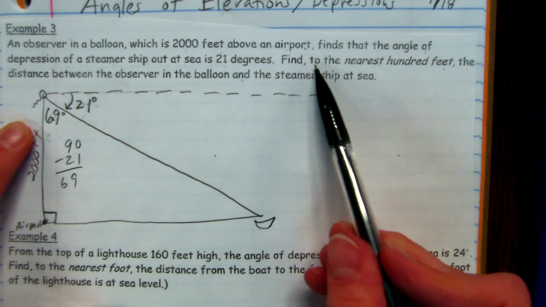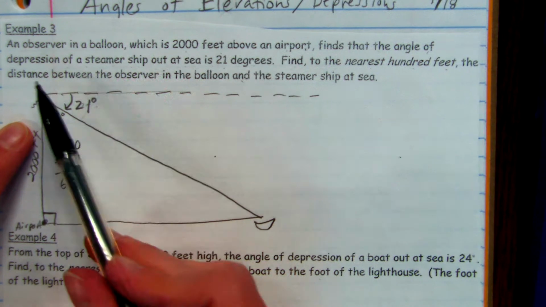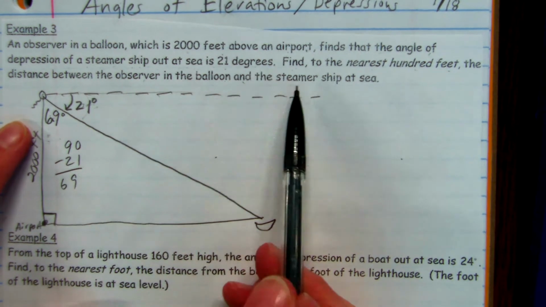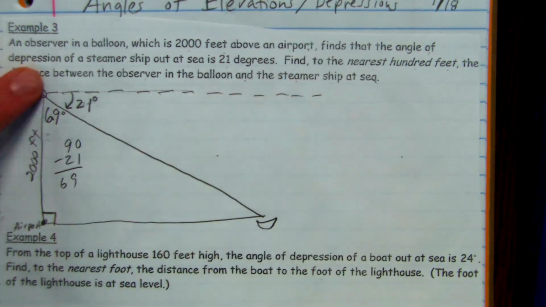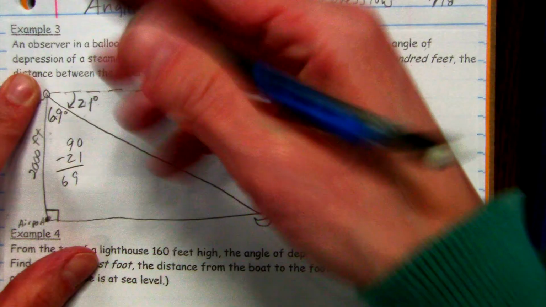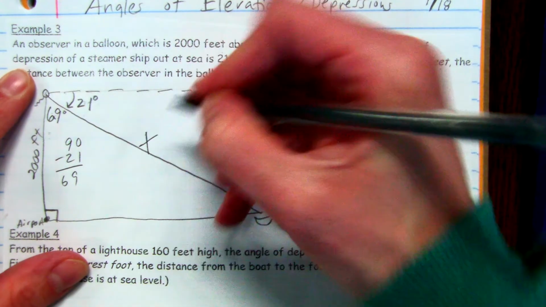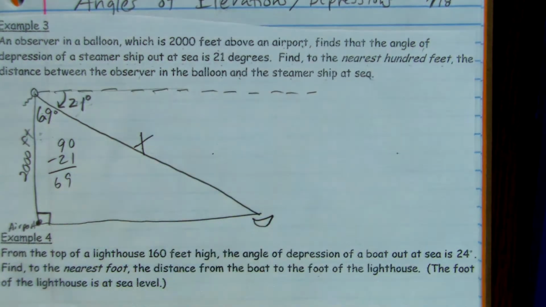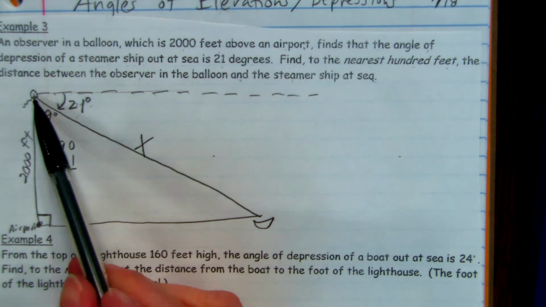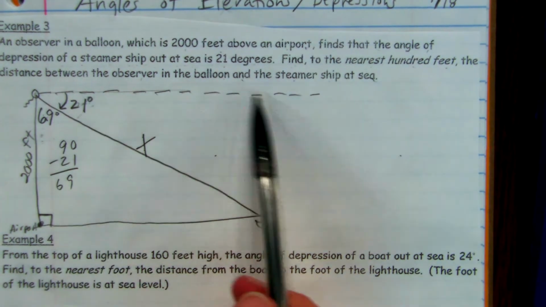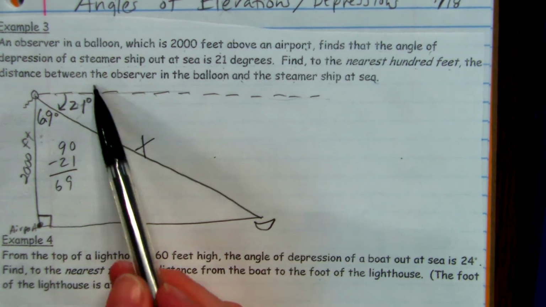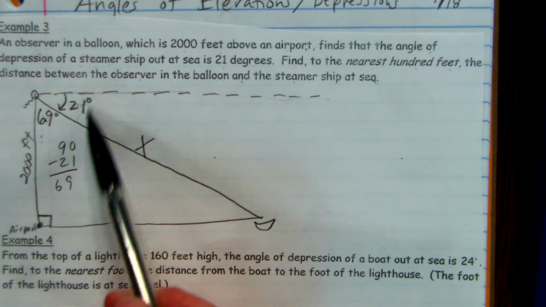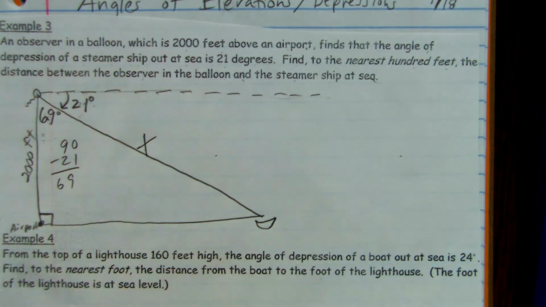And then it says find to the nearest 100 feet the distance between the observer in the balloon and the steamer ship at sea. So here's the balloon, and here's the ship. That means this distance right here is what we're looking for. We'll call that x. All right, so there is a little bit extra work. We know when we're doing that angle of depression that we have to draw that horizontal line out, and that angle is actually outside the triangle, but it's not that bad to find the one inside. They just add up to 90.